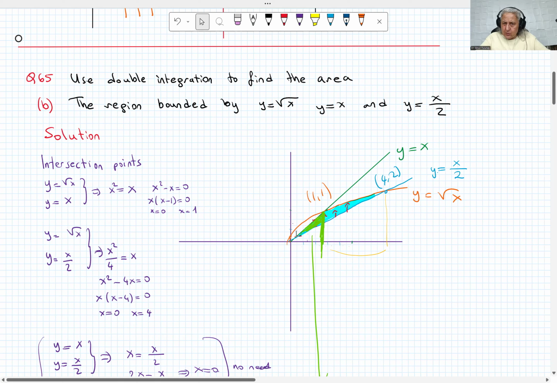So this is the y is equal to root x curve, and the y is equal to x curve, and this is the y is equal to x over 2 curve. If you look at the intersection of y is equal to root x and x over 2, then you have x squared over 4. When you solve this little equation, you will have x is equal to 0 and x is equal to 4. So you have one intersection point corresponding to this point and one corresponding to that one. So you want to find out what is y when x is equal to 1, and what is y when x is equal to 4, for these curves?